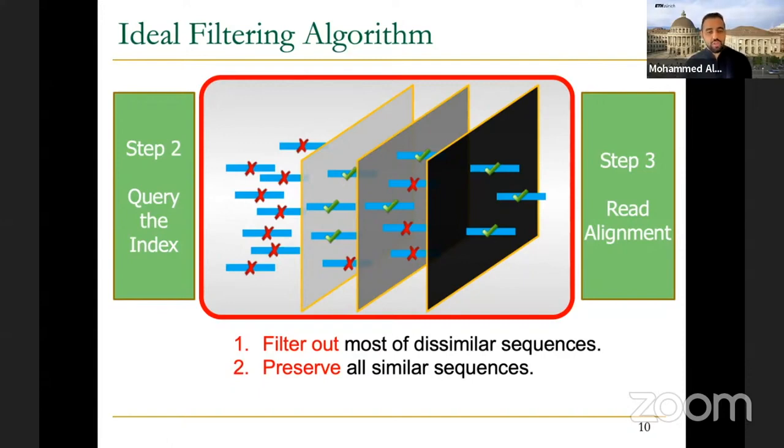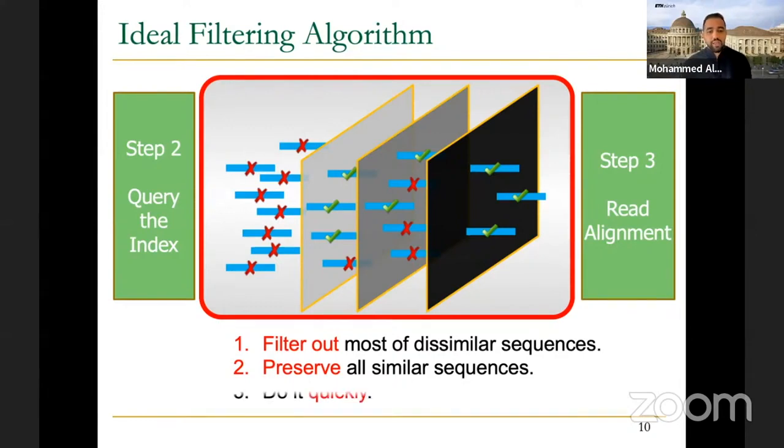The very important property is the second one: preserve all similar sequences. If two genomic sequences have one edit, for example, or one difference, and the threshold is 5, you still need to pass this to the third step. And that is a must. Why is that? Because the aim of the entire read mapping process is to find these differences between the sequences, and if you delete some of them, it might affect the end results of read mapping.